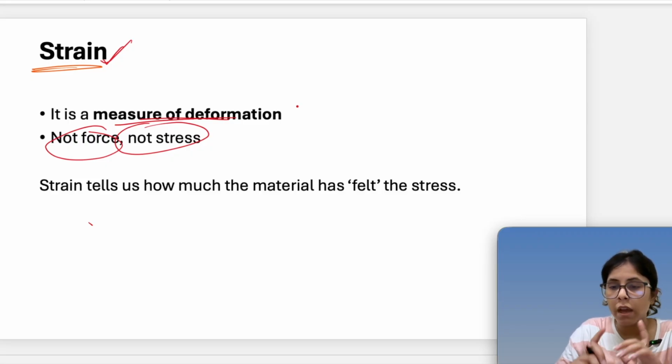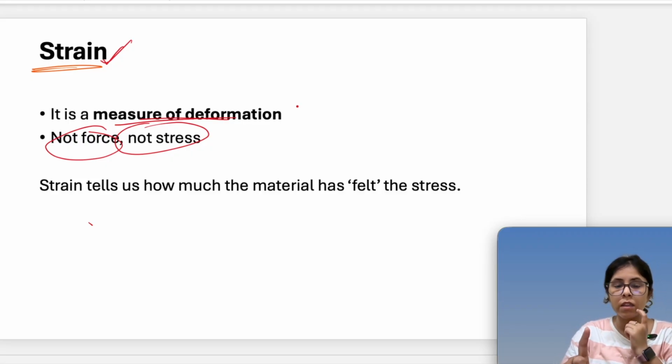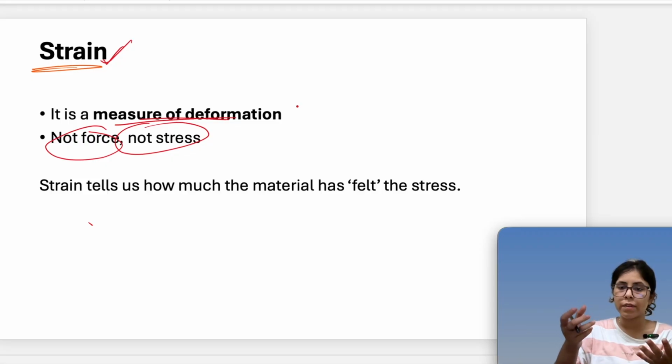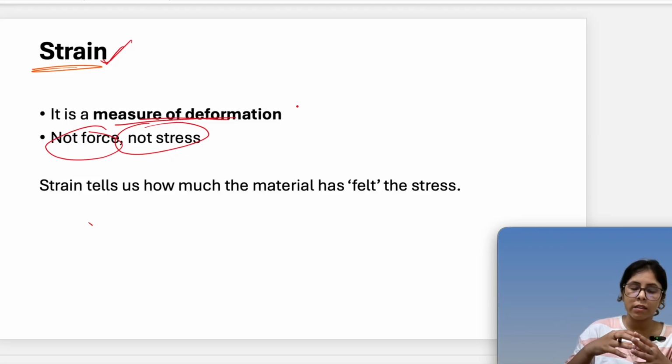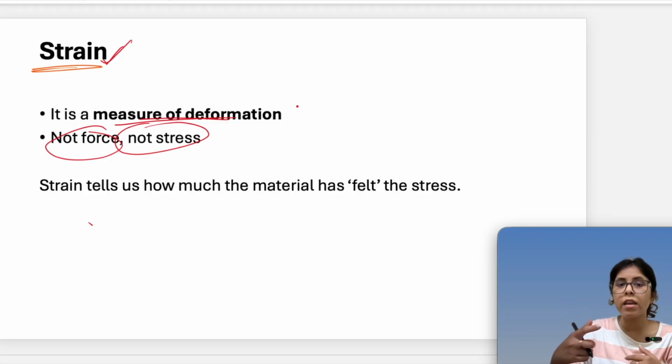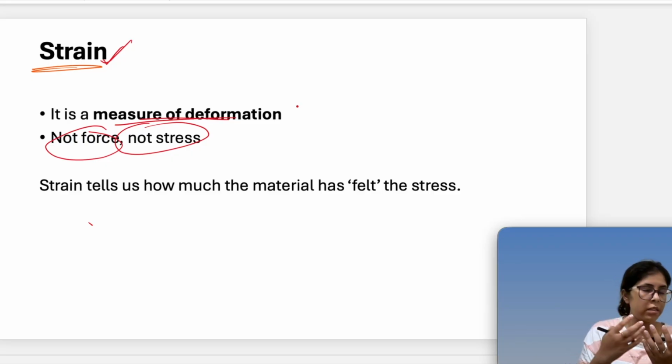Stress, because I told you that stress was the quantity that we created, and there is nothing in the world that can directly measure it. No type of equipment or machine has been developed that is able to measure the stress. There is nothing like that. So in today's world, how will we measure the stress?